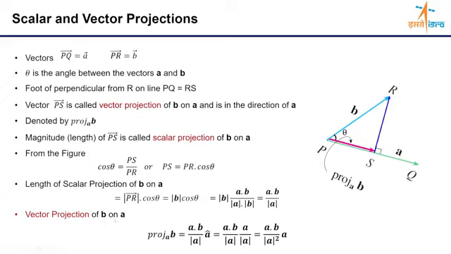Similarly, the vector projection of b on a, we can write like this: the projection of b on a is nothing but a dot b divided by mod of a, because you want to write the direction also. So the direction of this projected vector will be along the direction of a, which means you can use a cap. So a cap is the direction of the a vector, and that's what a cap is mentioned here.